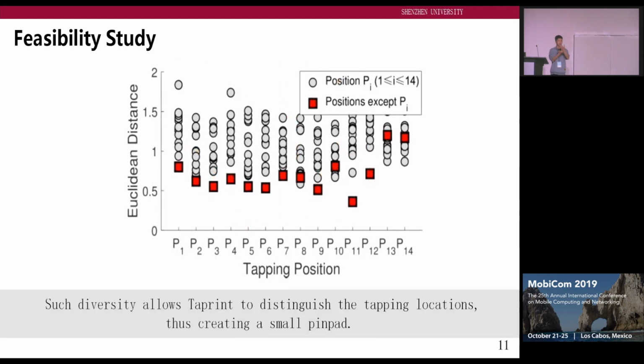Finally, we tapped all 14 knuckles on the hand, and we can see that all 14 knuckles have unique profiles. Such diversity allows Taprint to distinguish the tapping location, thus creating a small pin pad.